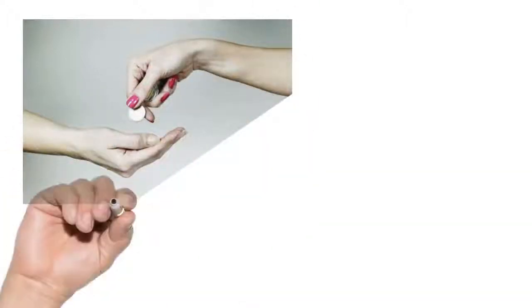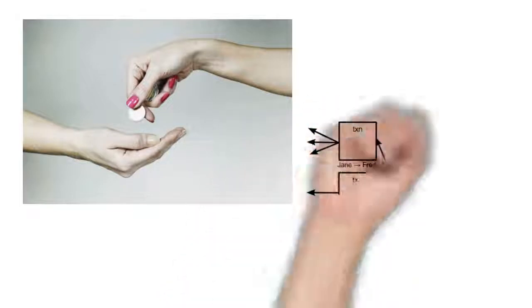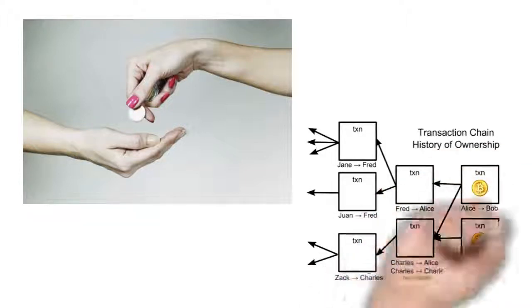So instead of a balance of actual Bitcoins, all you really have is a list of transactions with a long, verifiable chain behind them that establishes your ownership of the coins. And that's how Bitcoin ownership works.